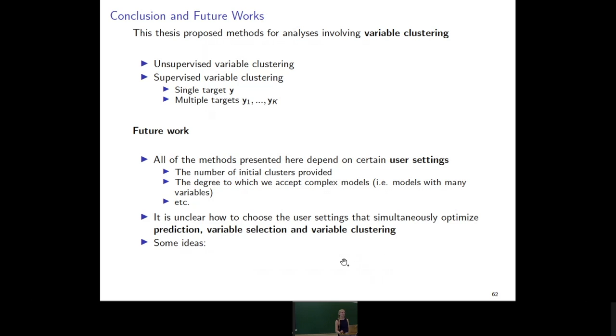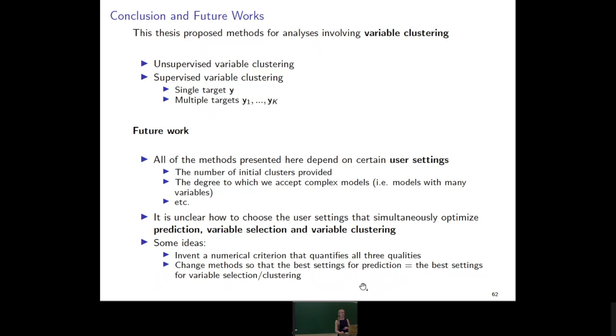So I have a couple ideas for that. Obviously, my thesis is over, but maybe the next doctoral student will take this up. One thing you could do is try to invent some kind of numerical criterion that summarizes all of the qualities at once. And then you just need to optimize this criterion to try to optimize all 3 things. And another strategy would be to change the method so that the best settings for one of the qualities, for example, the best settings for prediction also coincide with the best settings for variable selection and clustering. And if you can get your method to work like that, well, then that's great, because then you really only need to optimize for prediction, and then necessarily you will also have the best settings for variable clustering and selection.